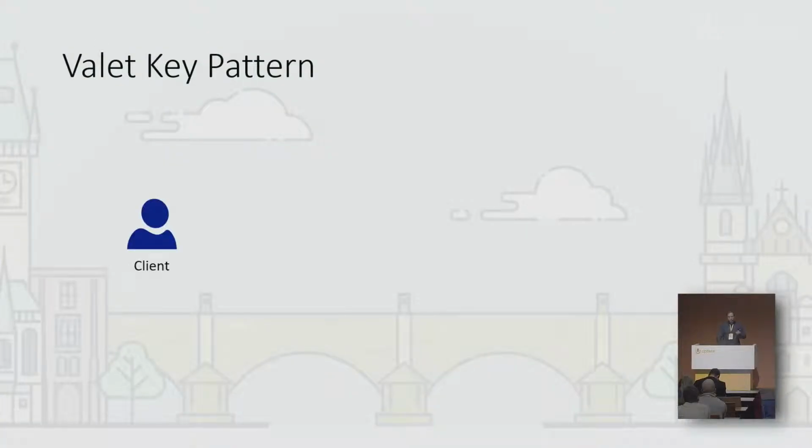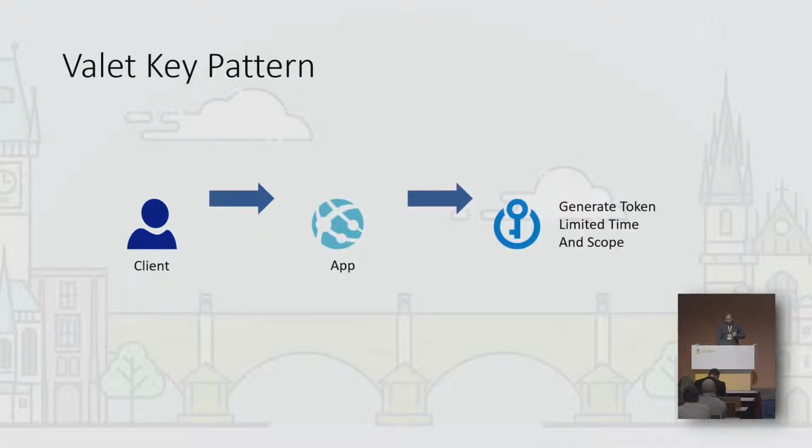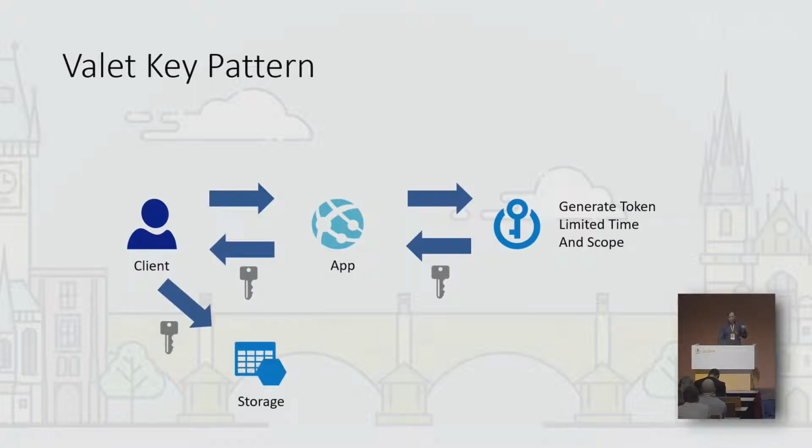So the Valet Key pattern, basically what it does is the client talks to your application again, but your application generates a limited time key for the client to use. It sends back the key to the user: here's your access token, or whatever token you want to use. And now the client goes and uploads this information with this key to some other data store.